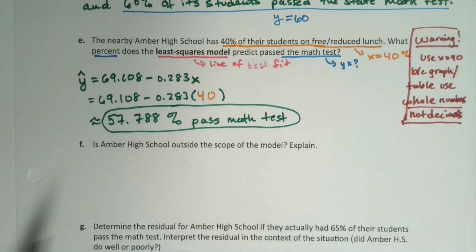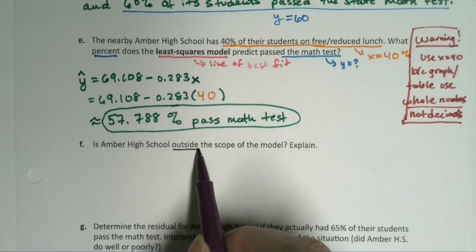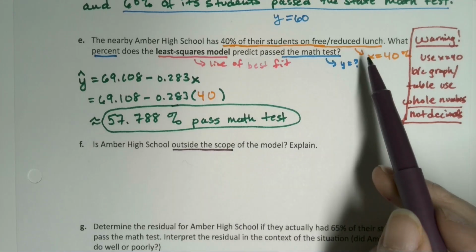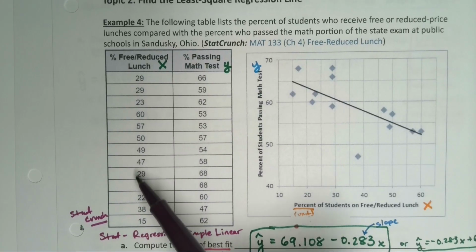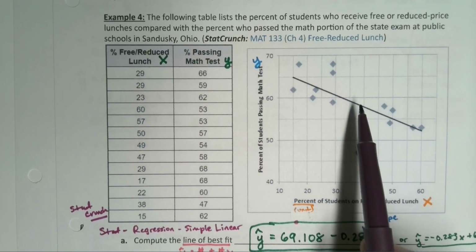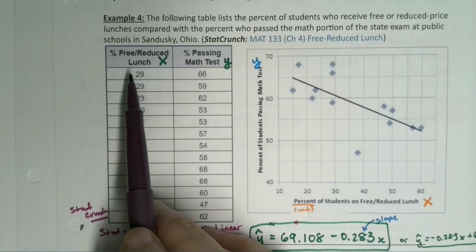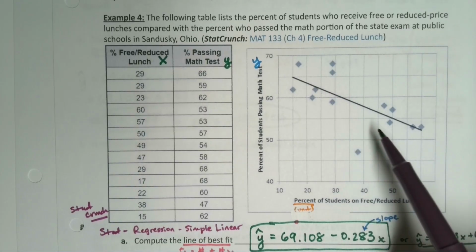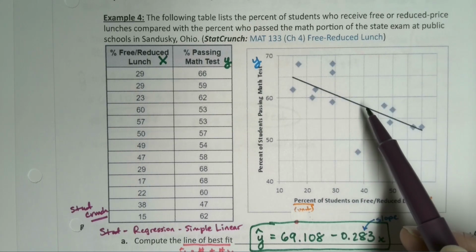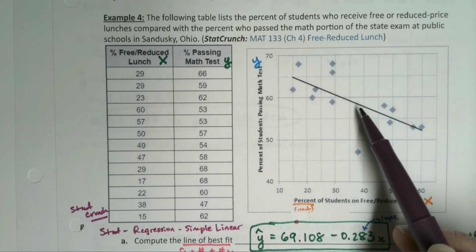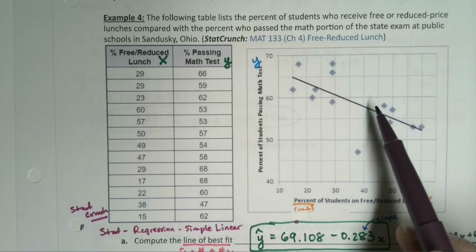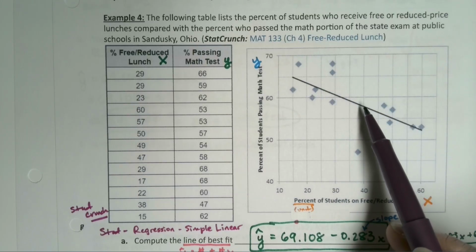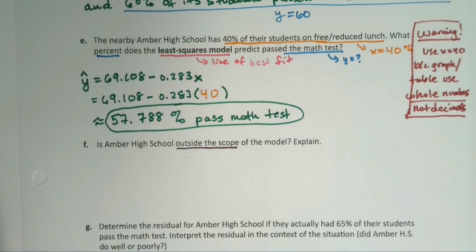Now, was Amber High School outside the scope of our model? Okay, well, for that, we would want to take the 40, x equals 40, and go look at our data points. So we could look in here in the graph, or we could look over here in the table. And you can see that 40 is amidst all the other data points. Now, there's no state or school that is 40, but that's okay, right? It's amongst the other data points. So it is not outside the scope of the model, right? It is well within the scope of the model. So we will say no to this.